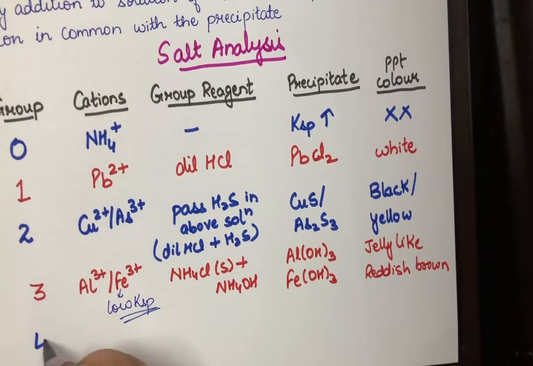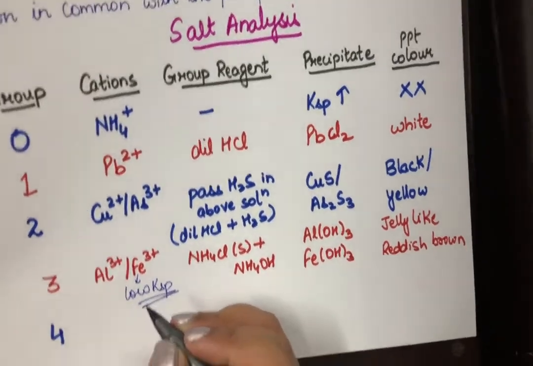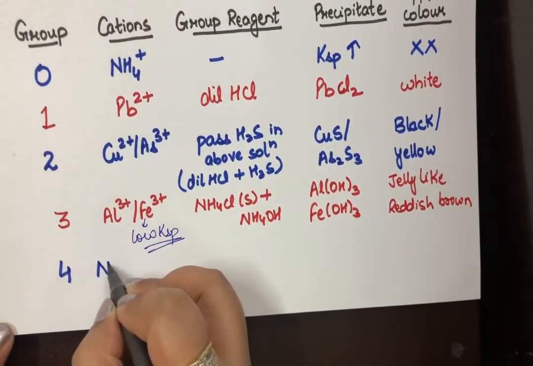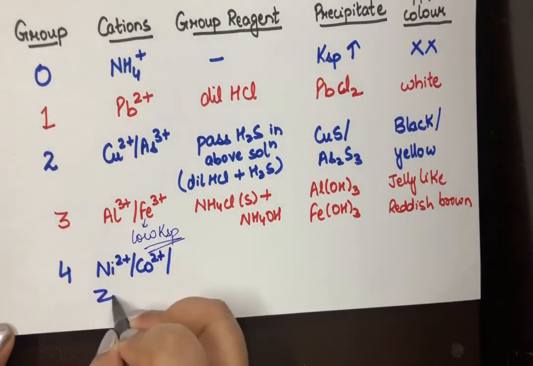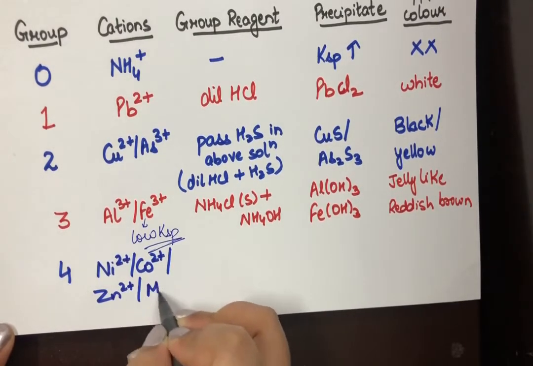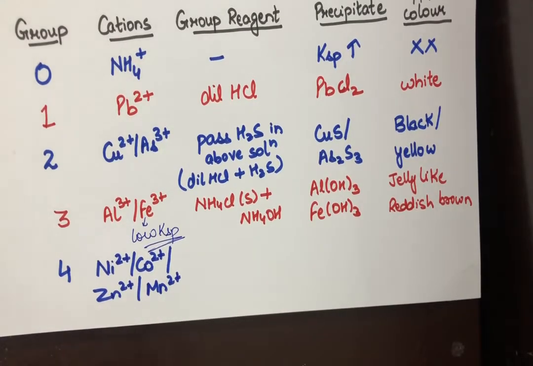Now the next group, group 4. The ions present in group 4 are nickel ion, cobalt ion, zinc 2+ and manganese 2+. Most commonly in your school lab, nickel and cobalt ions are usually colored, so that is not in the syllabus, and your teacher won't be giving you these two ions for analysis. Now we are left with zinc and manganese.